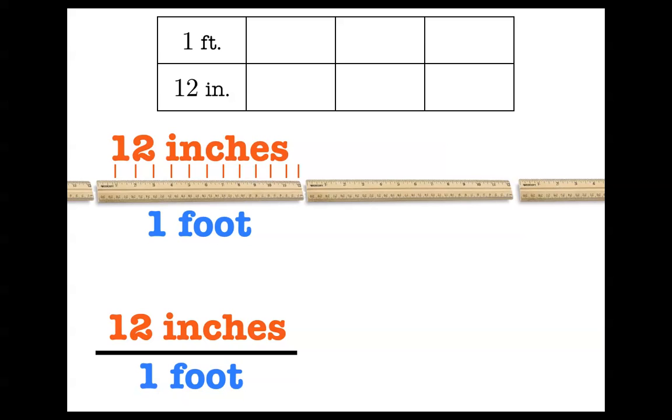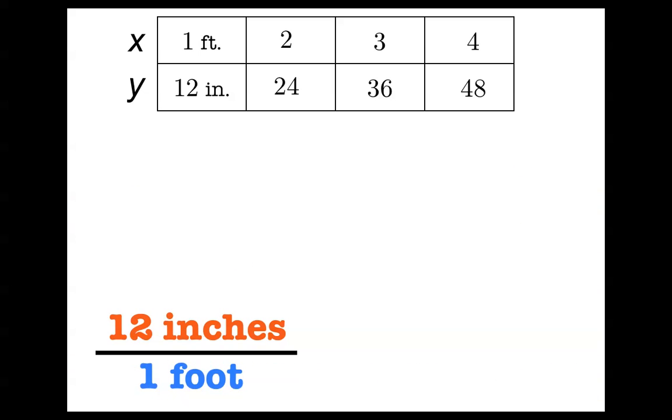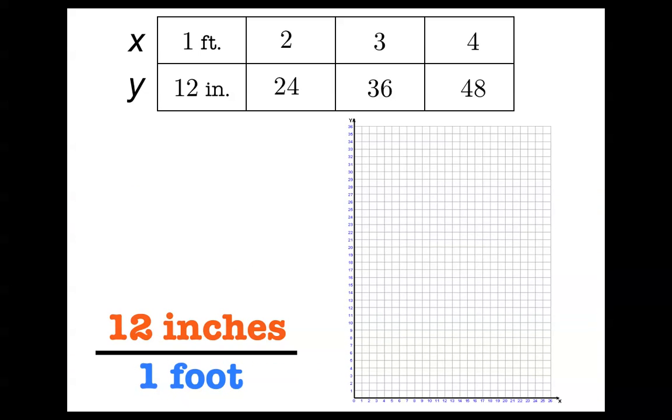Now, I could make a table like we've been doing, and I could say if 1 foot has 12 inches, 2 feet has 24 inches, and 3 feet has 36 inches, and 4 feet has 48 inches, and we could keep on going and going, but you know what we liked to do with these kind of tables? We liked to make them X's and Y's, and then put them on a graph.